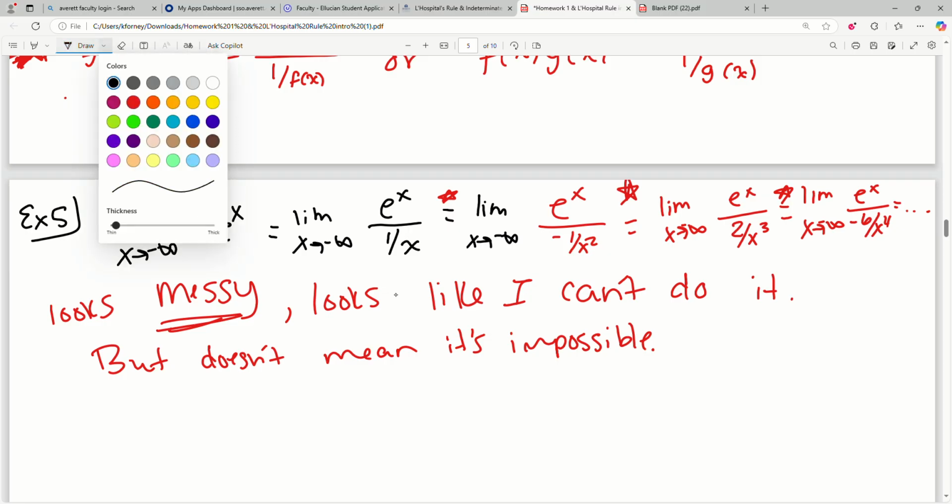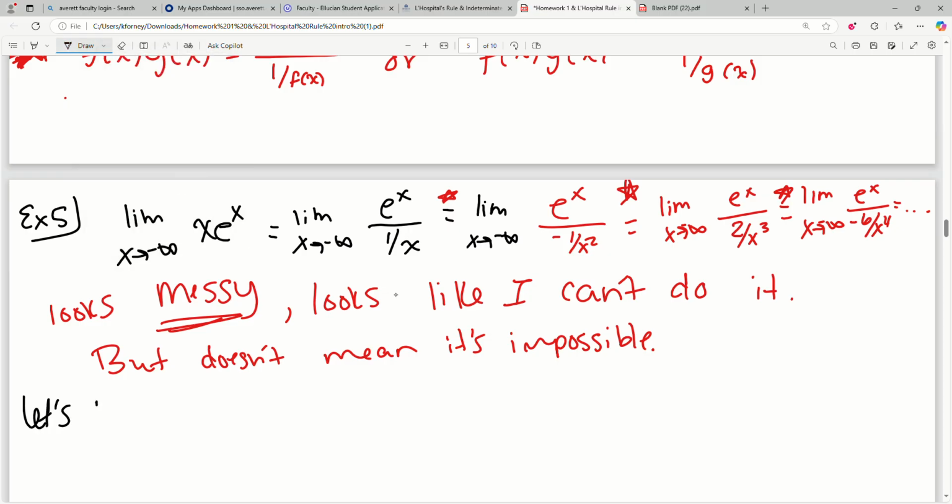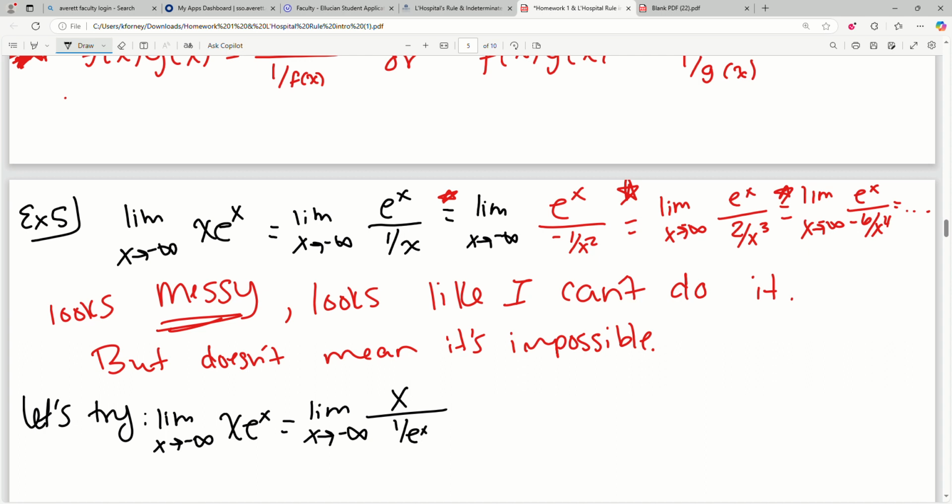So let's try the limit as x approaches negative infinity, x e to the x. Let's try now having the x in the numerator and 1 over e to the x in the denominator. Okay?